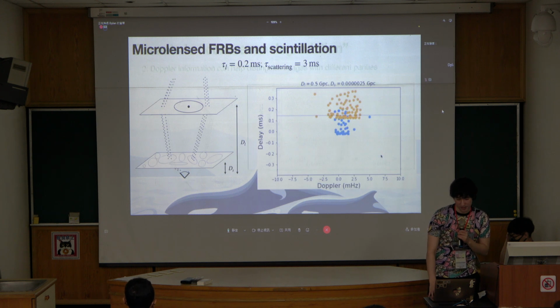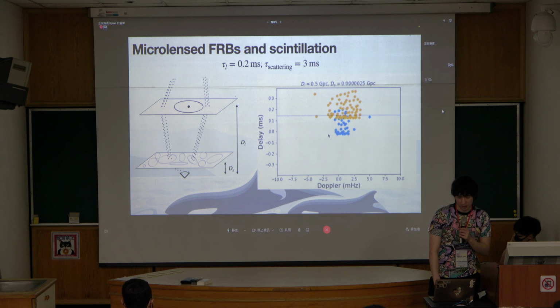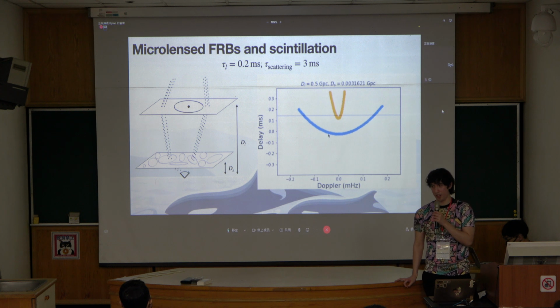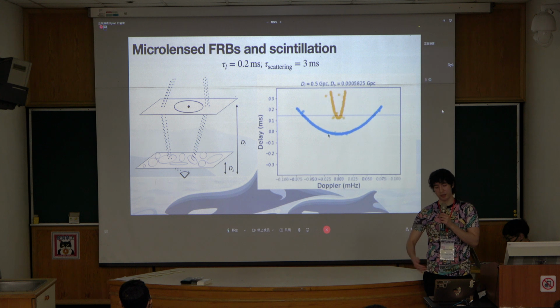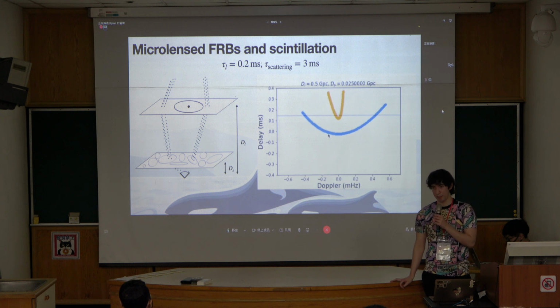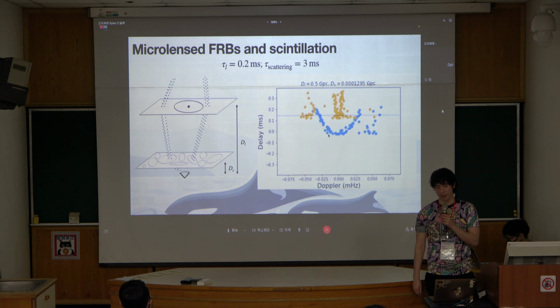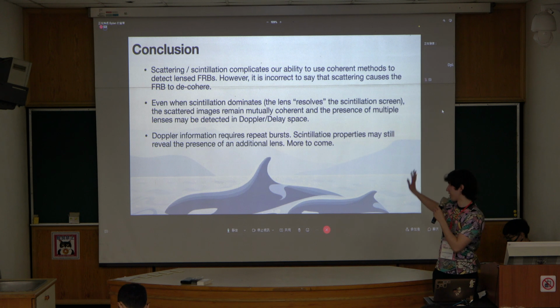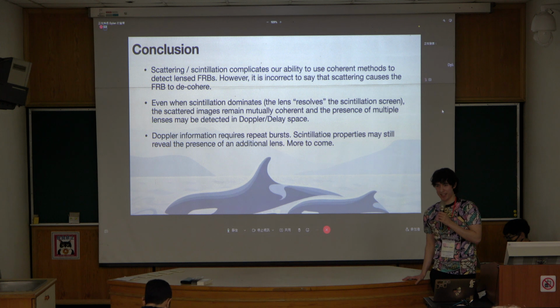So I guess I should just finish here, but basically this just shows what it would look like if you had a microlensed FRB in this Doppler delay plane. You can see that actually you're able to distinguish between the microlensed images when you have this extra information. But I guess my time is up, so I will just leave the conclusion up here for you to look at.